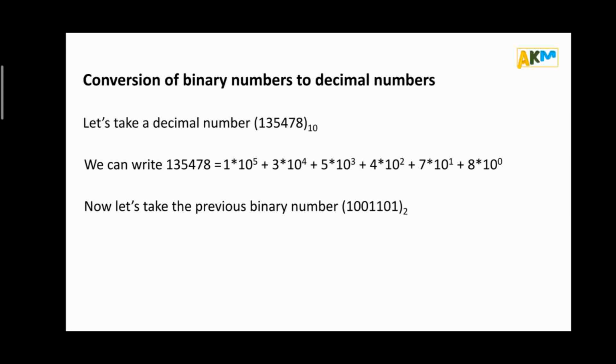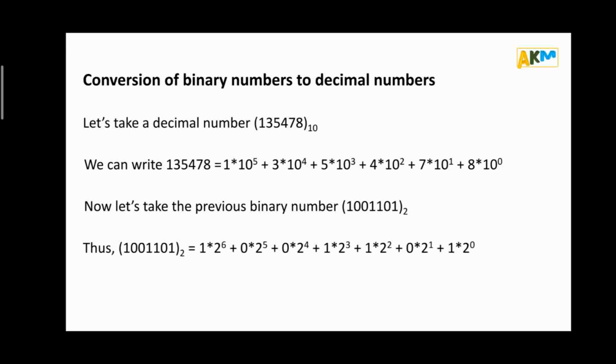So we know if we multiply each digit with the corresponding power of 2, then we can find the value in decimal system. That is, we will get the value of this binary number in decimal system. So the conversion is like this.